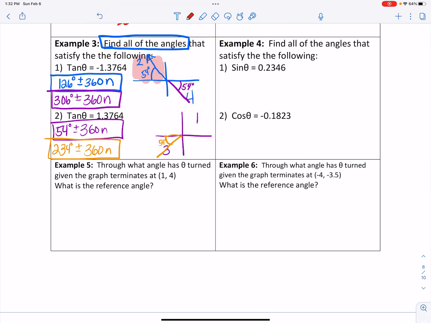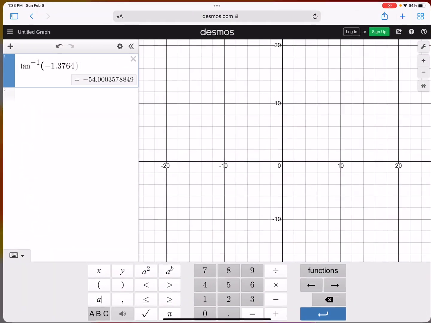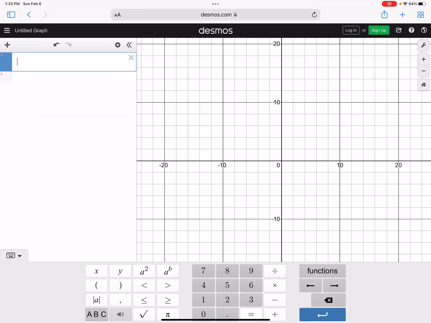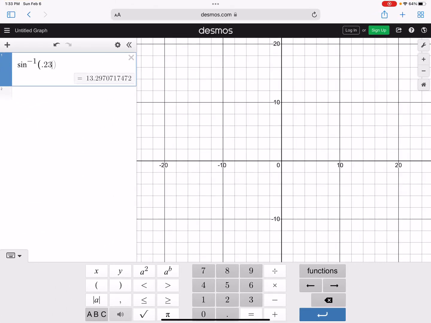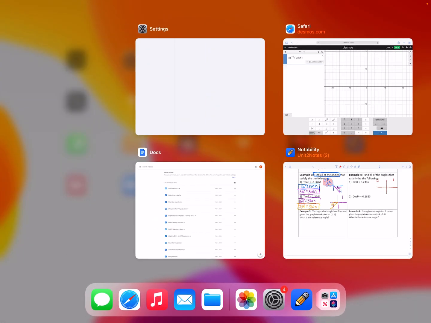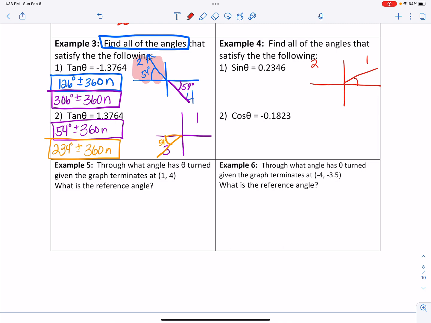So find all of the angles that satisfy the following. If we look at this, I'm going to do this one. If we look at this, sines are positive in 1 and 2. So I'm going to inverse sine. So I'm going to sine negative 1, already forgot it, 0.2346. 0.2346 is 13.6, we'll say. So that's 13.6 degrees. That one is in quadrant 1. So my answer is 13.6 degrees plus or minus 360n.